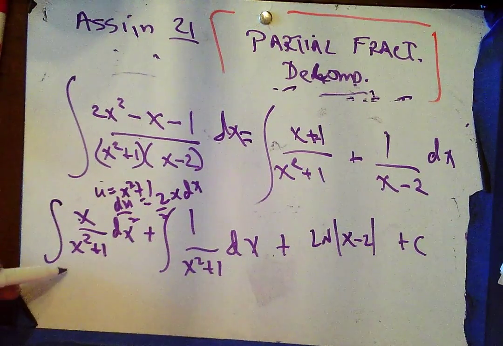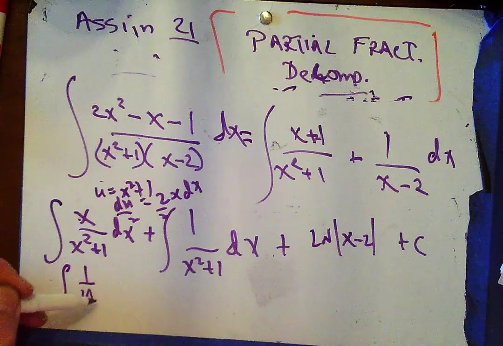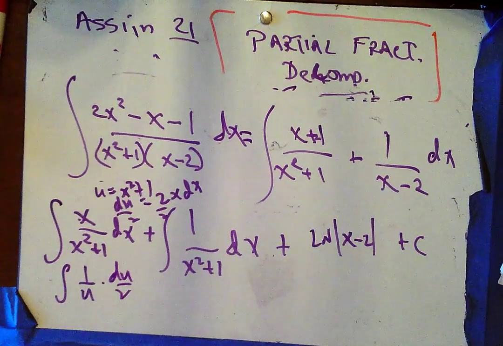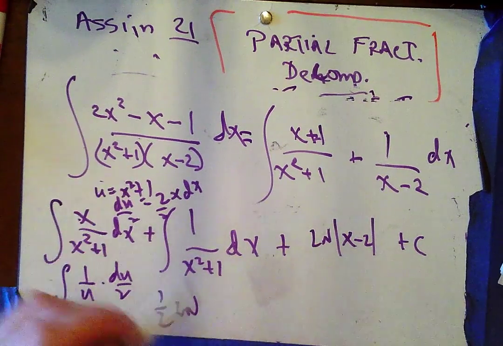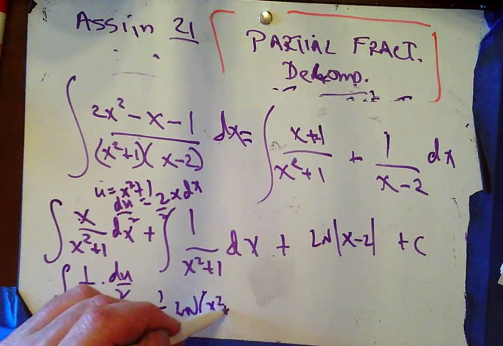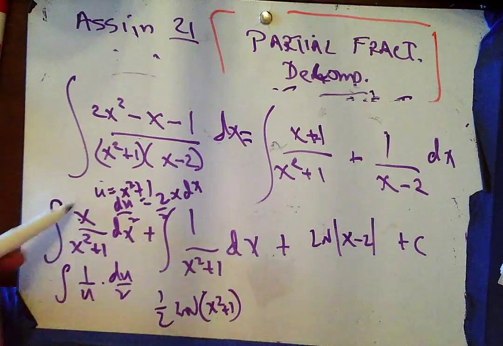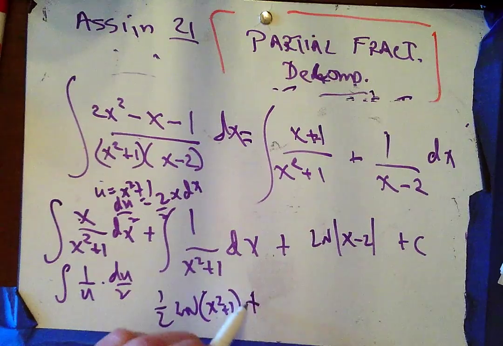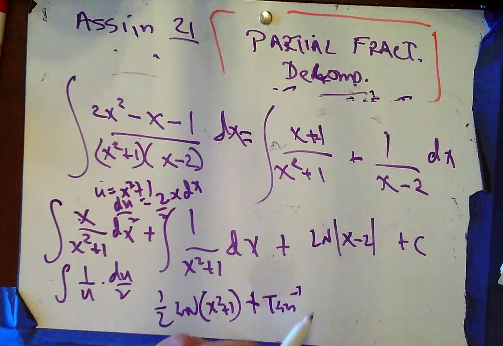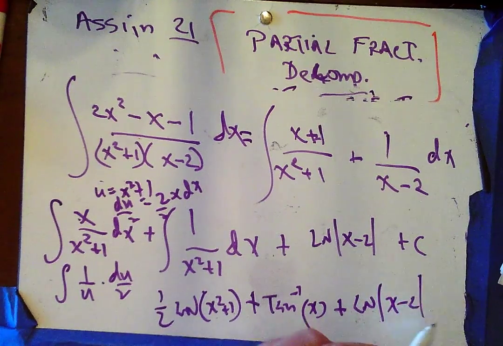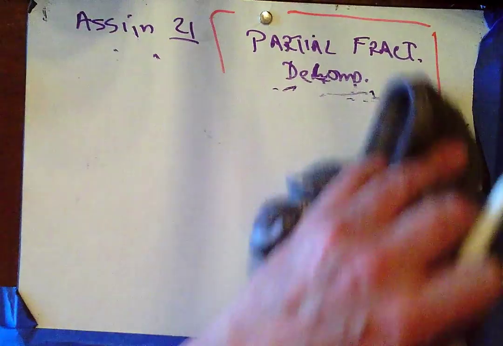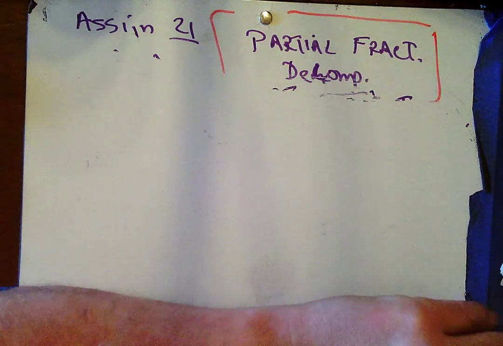I've got an x dx here, so I'm going to divide by 2. So this is going to be the integral of 1 over u du over 2, or 1/2 ln of x squared plus 1. And that's this part. This part is just inverse tangent. Now we've got our minus ln x minus 2 and plus c. Ta-da! There you go. Partial fraction decomposition, even with case 3.